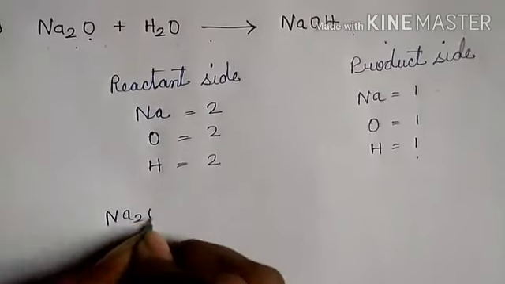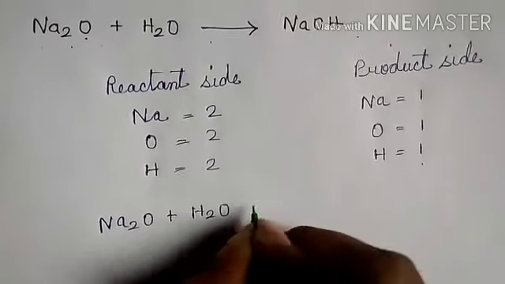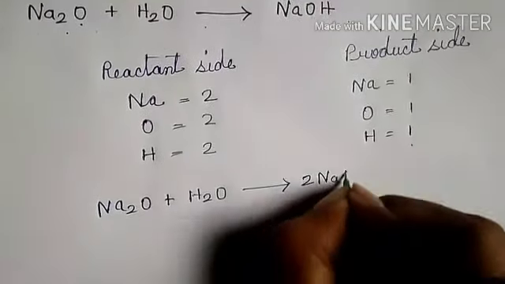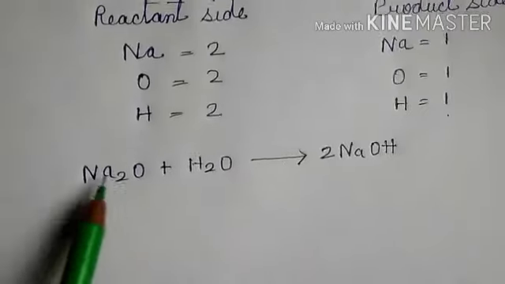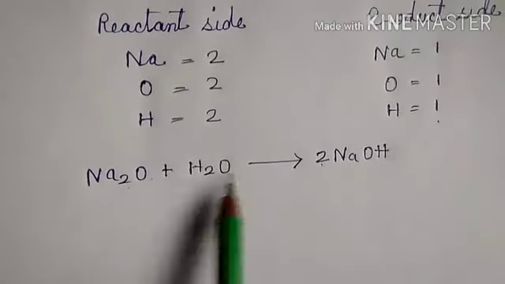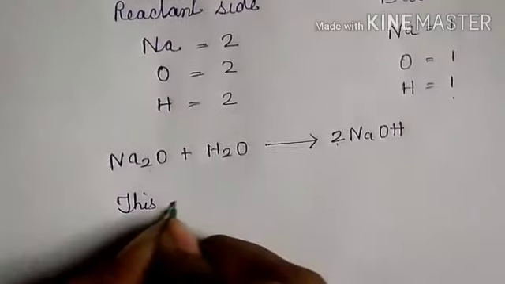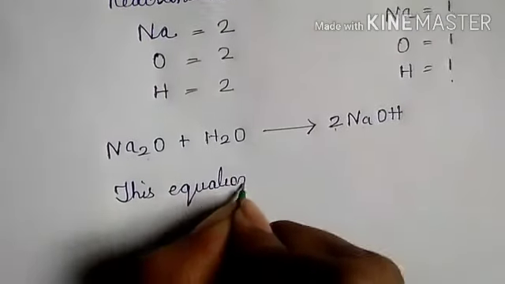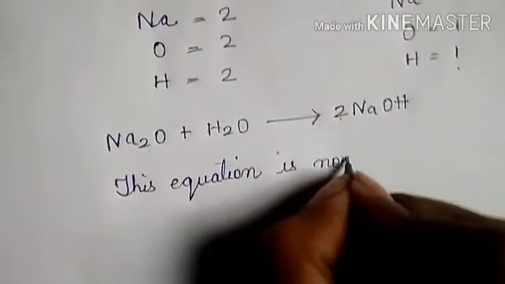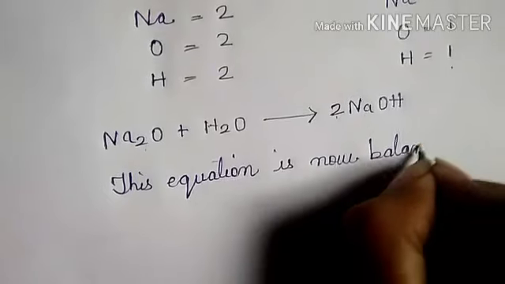To make it a balanced equation, what will we do? If we multiply NaOH by 2, now we have an equal number of each atom on the reactant side and the product side. Na is 2, oxygen also 2, and hydrogen also becomes 2. So this equation is now a balanced equation.